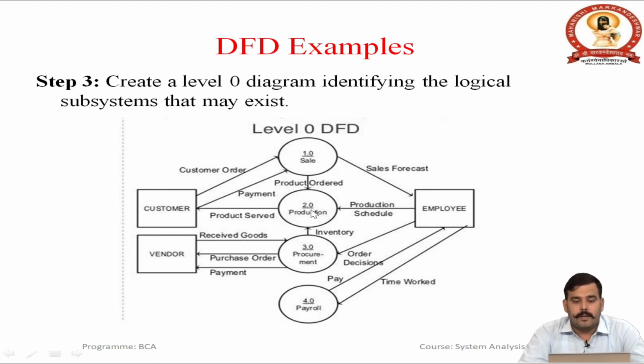Production will be another subsystem that may exist in the lambnoid system, along with procurement and payroll. There will be the 4 basic subsystems for the lambnoid system: sales, production, procurement and payroll. And we are showing the relationship with arrows between the customer, vendor, employee and these 4 subsystems of the lambnoid system.